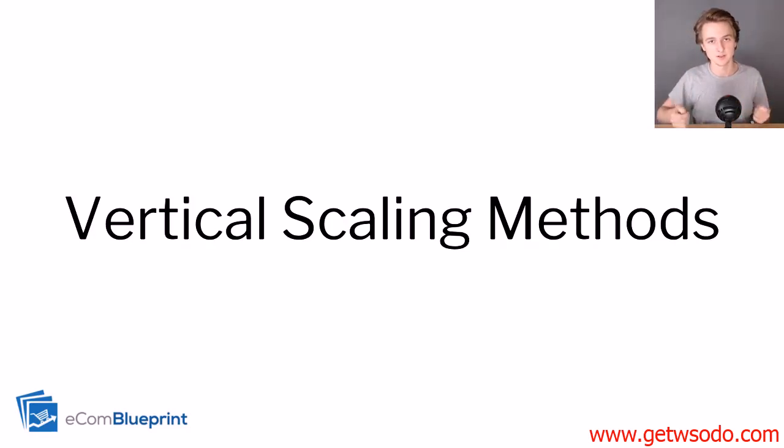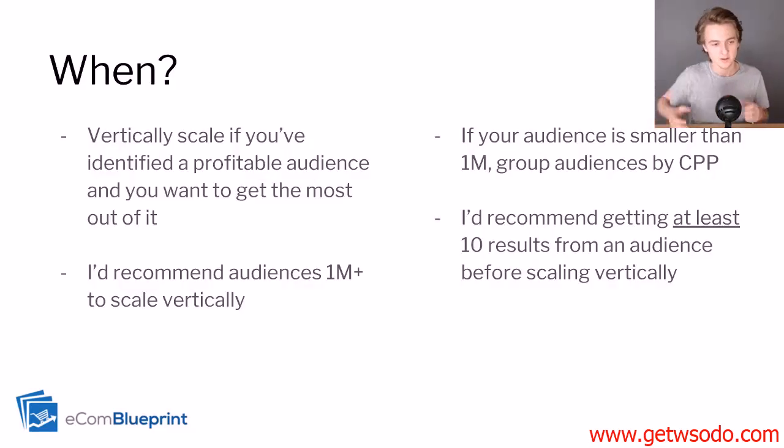There's different ways that you can do it, and a lot of people have different methods, and so I want to explain the thought process that I go through when I vertically scale my audiences. So first off, when should you vertically scale, and what does vertically scaling even mean? So horizontal scaling is when you test a lot of different audiences without increasing the budget of a single audience too much. Vertical scaling is when you go all in on one audience, and so you increase the budget for one audience. And so when do you want to vertically scale?